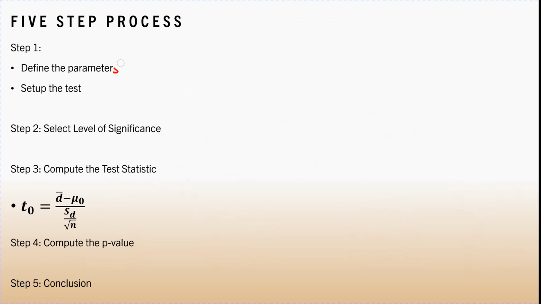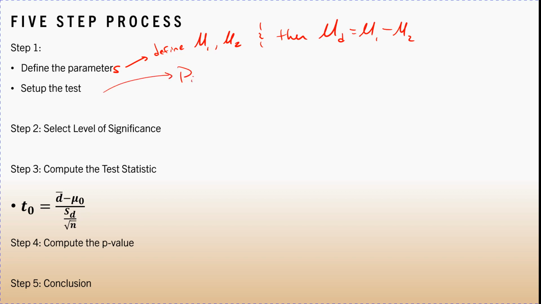I'm going to put an S here. So define mu sub 1, mu sub 2, and then the difference, which is mu sub 1 minus mu sub 2. And then you're going to set up a test. So you're going to pick one of the tests from the previous slide. You're going to pick whether it is a two-tailed, right-tailed, or left-tailed test.